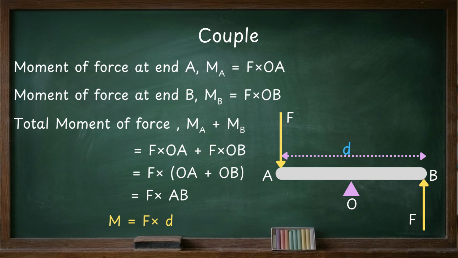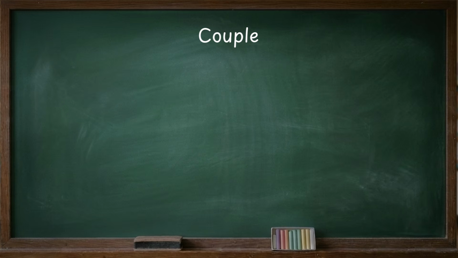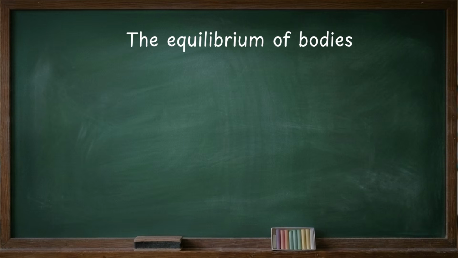So whenever you need to find the moment of a couple in your numerical problems, you don't need to calculate both sides separately. Just remember this golden formula. The moment of a couple equals either of the forces multiplied by the perpendicular distance between the two forces, or the couple arm. Now, let's move into our next major topic, the equilibrium of bodies.